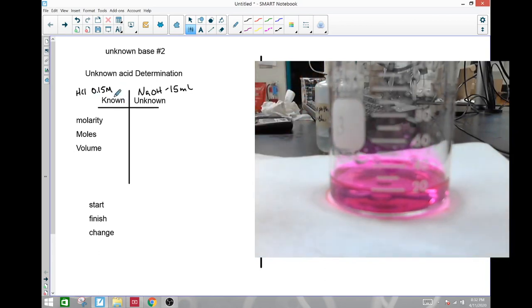So my known is 0.15 molar HCl. My burette is starting at 10 milliliters. So my starting point is 10 milliliters on my burette, and I'll start to dispense now. All right.